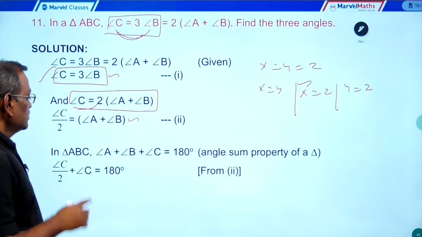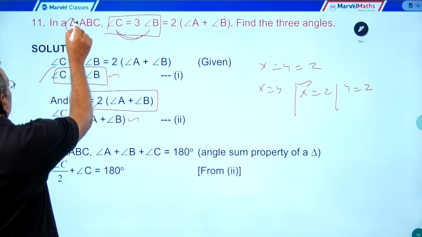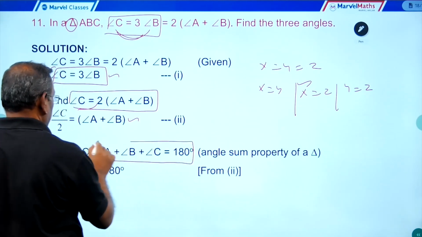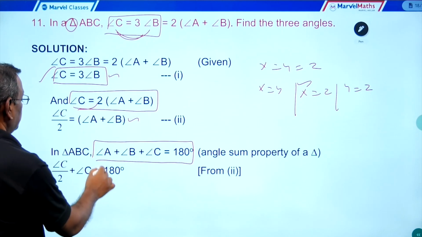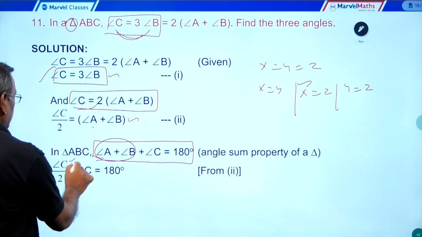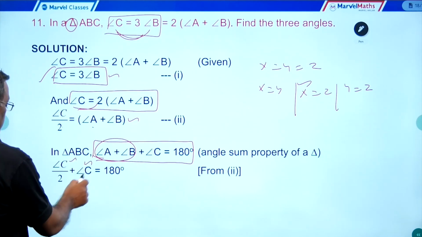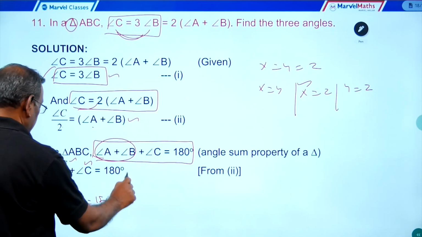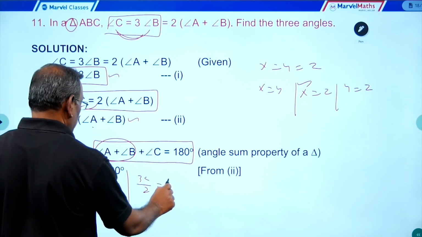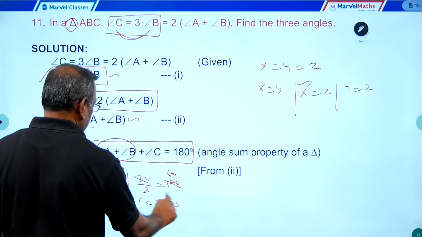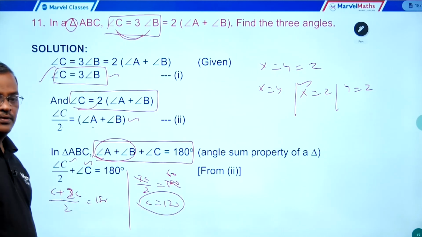Find the three angles. So first condition, because of triangle, by angle sum property, A plus B plus C equal to 180 degree. But what is A plus B equal to? The whole value, A plus B equal to C by 2. C by 2 plus C equal to 180 degree. If you cross multiply, C plus 2C by 2 equal to 180 degree. So 3C by 2 equal to 180. This is 60. Therefore, what is C equal to? 120 degree. The third angle is 120 degree.